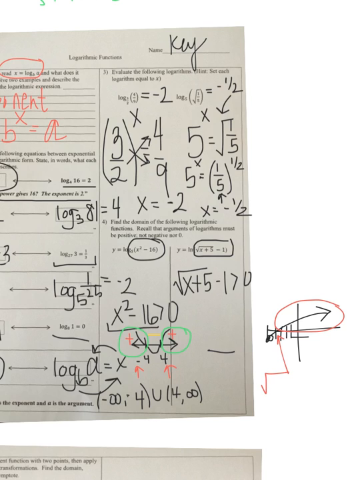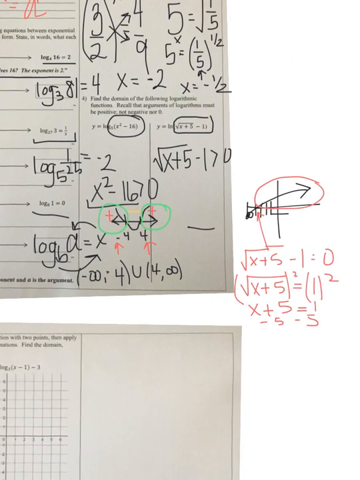We have the square root of x plus 5 minus 1 equal to 0. Well, that's only equal to 0 if the square root of x plus 5 equals 1. And then we can actually undo these operations to see it happens when x plus 5 is equal to 1. And so that's going to happen when x is equal to negative 4.